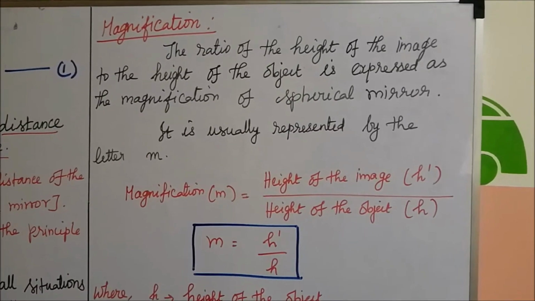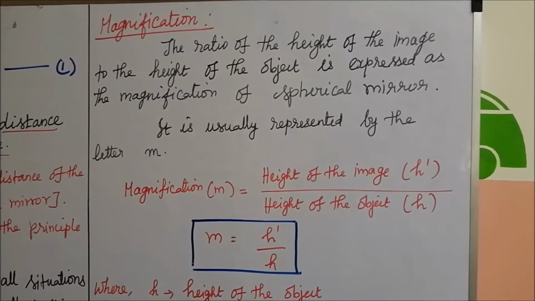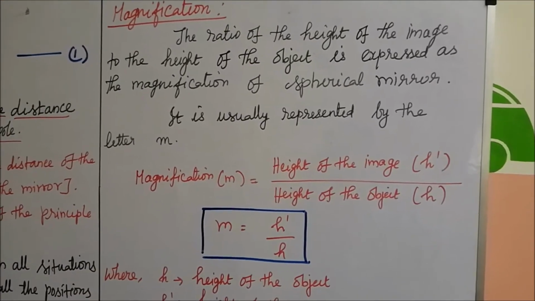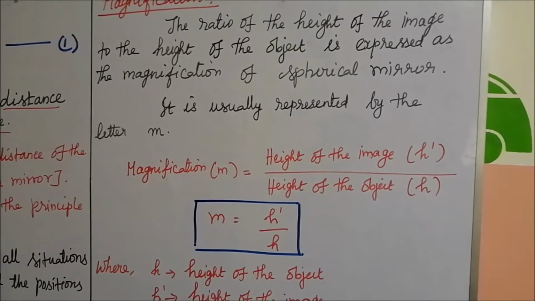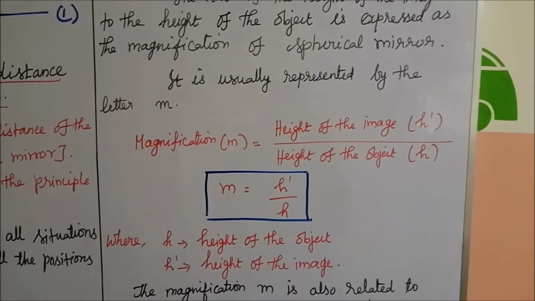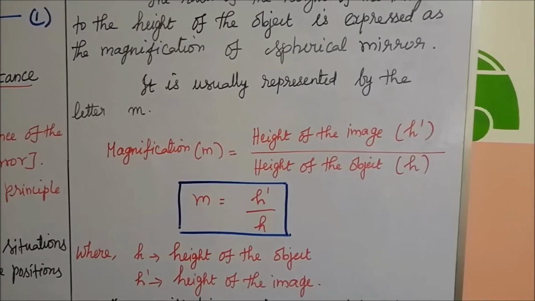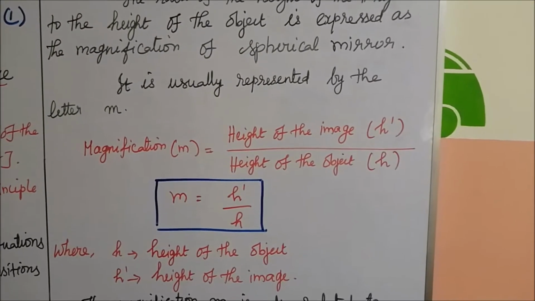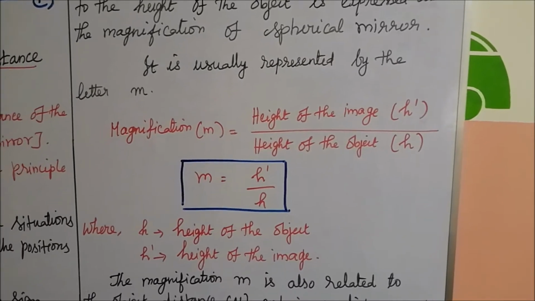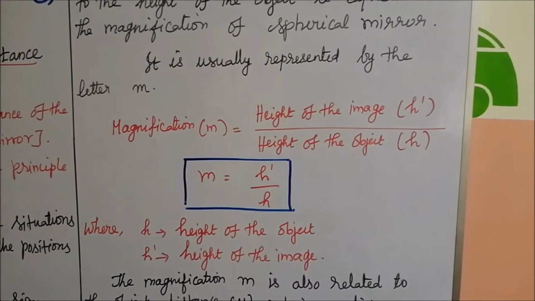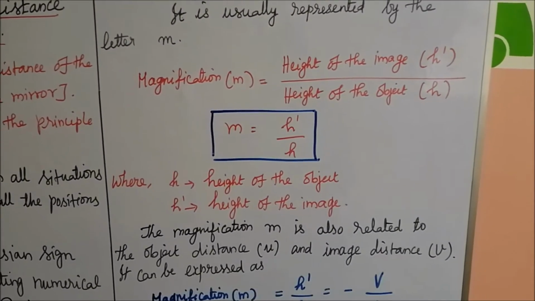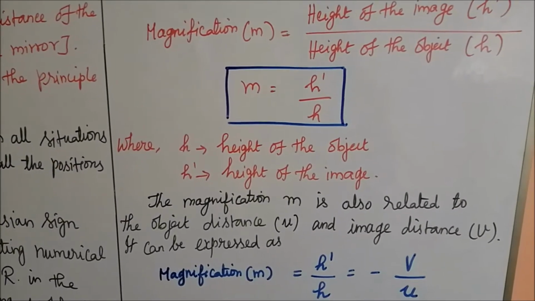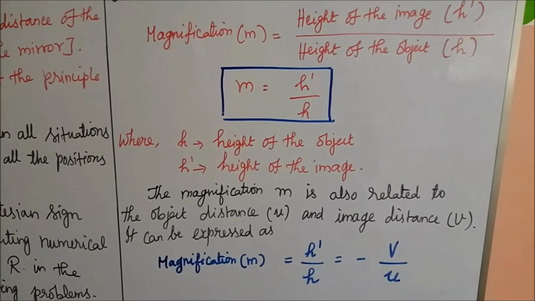Magnification. The ratio of the height of the image to the height of the object is expressed as the magnification of spherical mirror. It is usually represented by the letter M. So the magnification M is equal to height of the image, that is h dash, divided by height of the object h. M is equal to h dash by h, where h denotes the height of the object and h dash denotes the height of the image.